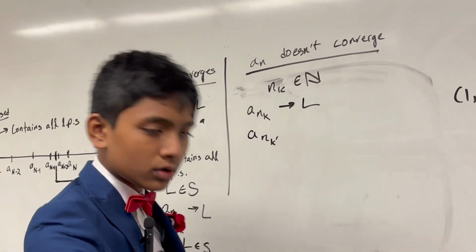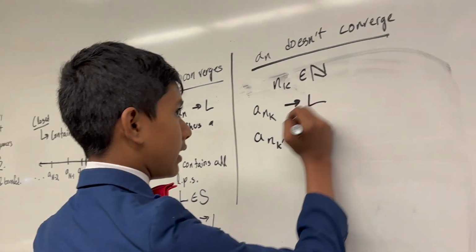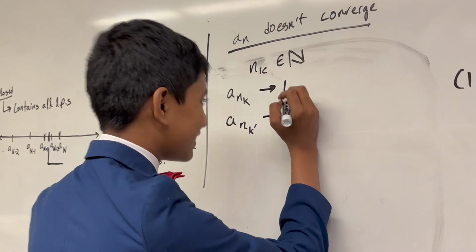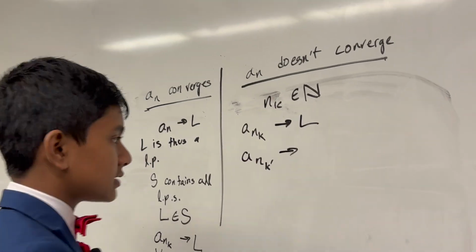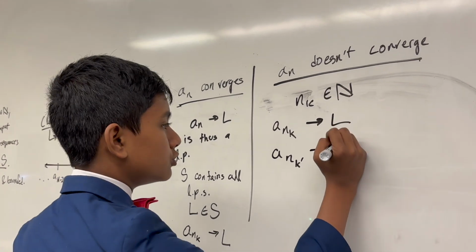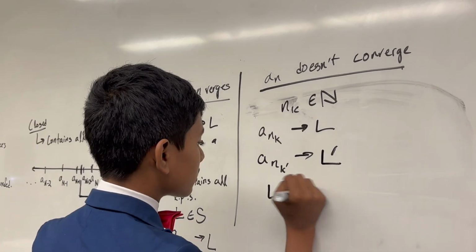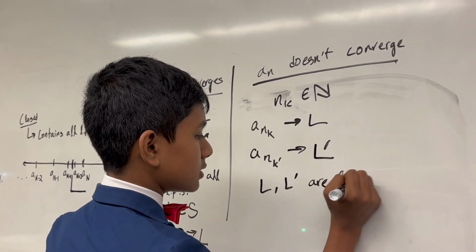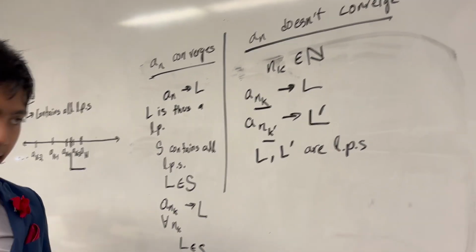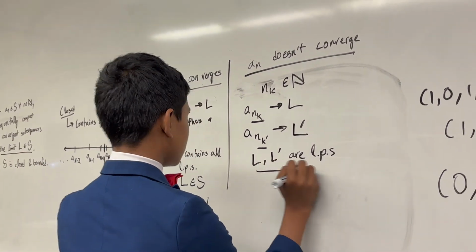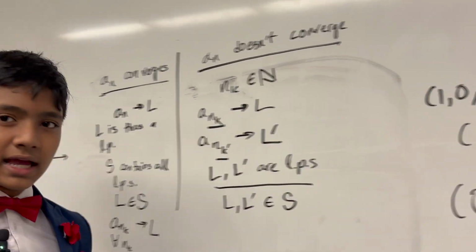Of course, there could be more, but then this just applies ad infinitum. I don't know how to say it. Ad infinitum is what I'm going to go with. So, A sub n sub k prime, for example, goes to L prime. So then, what does this mean? Well, both L and L prime are limit points, because they're limits of convergent sequences in our set. So that means that L and L prime must therefore be in S because S is closed.